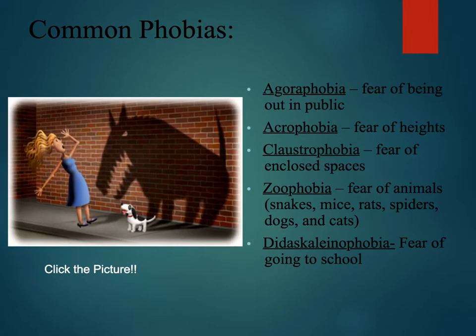So, some examples of common phobias. There's agoraphobia, the fear of being out in public. Acrophobia is fear of heights. Claustrophobia is fear of enclosed spaces. Zoophobia, fear of animals like snakes. It's also important to note that agoraphobia here is also a fear of not being able to escape.